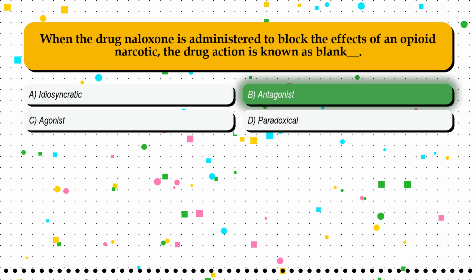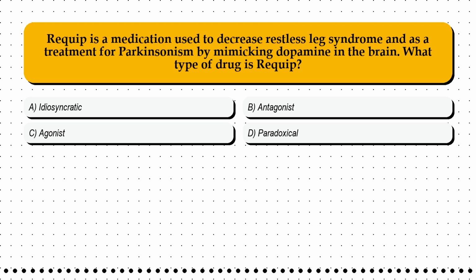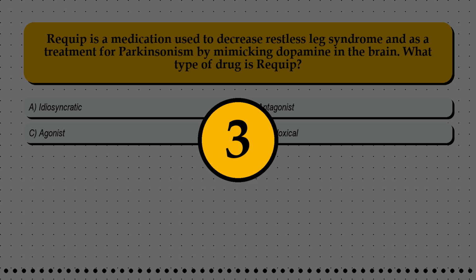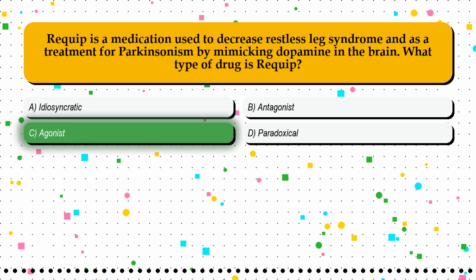Antagonist. Question 39. Requip is a medication used to decrease restless leg syndrome and is a treatment for Parkinsonism by mimicking dopamine in the brain. What type of drug is Requip? Option A, idiosyncratic. Option B, antagonist. Option C, agonist. Option D, paradoxical. The correct answer is option C.